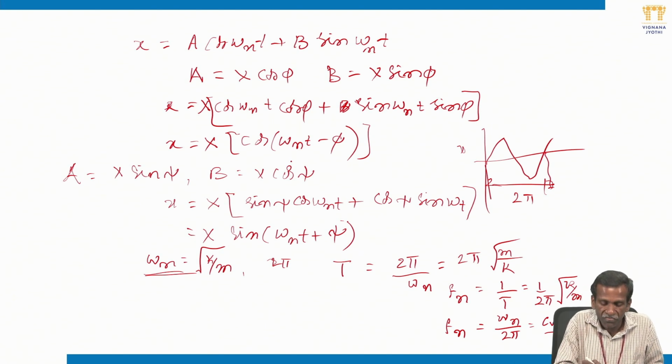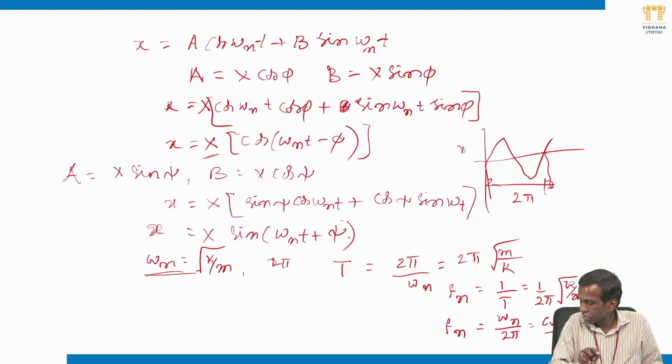Different forms of this equation can be written: x equal to x maximum amplitude, which I will further elaborate, cos(omega n t minus phi), or x sin(omega n t plus psi), where x is generally the amplitude at any time, and phi or psi is the phase angle. Understand or not?